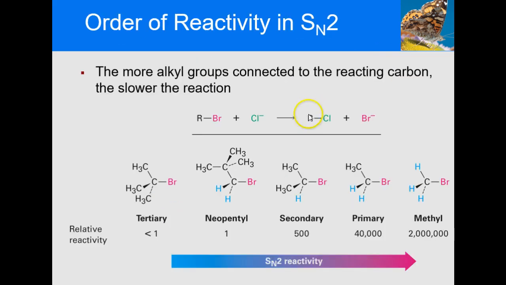Okay, so this is kind of a summary. The order of reactivity in SN2s: the more alkyl groups connected to the reacting carbon, the slower the reaction. Notice methyl is 2 million times faster than this one, which is still a primary because it's attached to 1 carbon, but notice it has 3 other carbons attached to that. So this shows you that even if it is primary, it still really depends on the steric effects of all the other groups around it. A primary goes pretty fast, a secondary is okay. Again, a primary with gigantic groups slows things down, but with a tertiary, there's no way that reaction is going that fast.